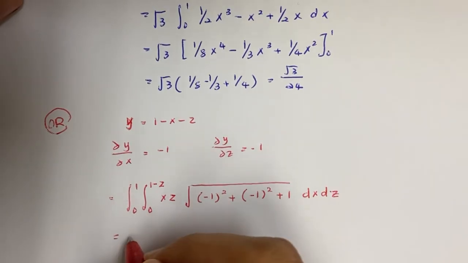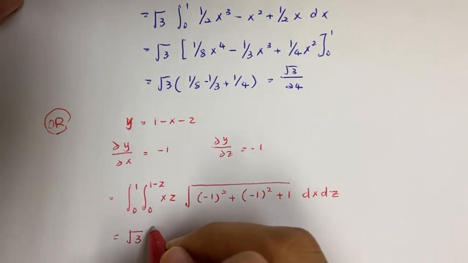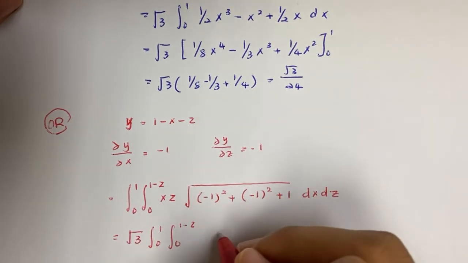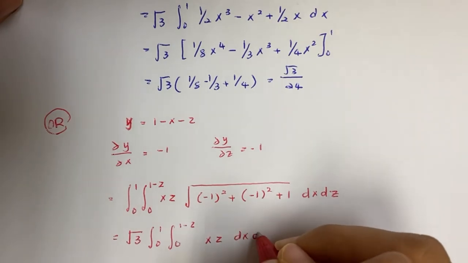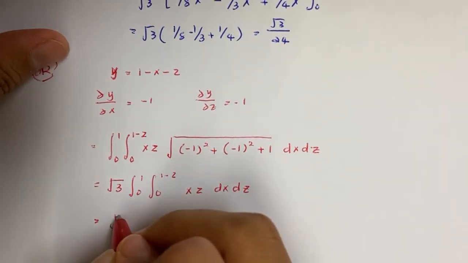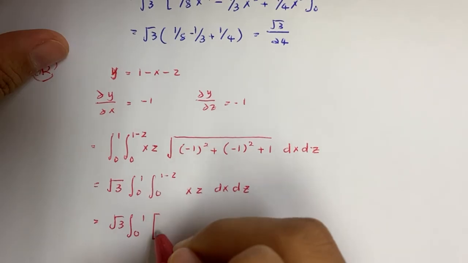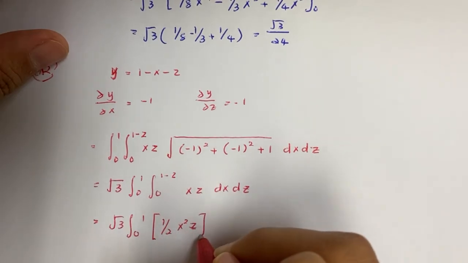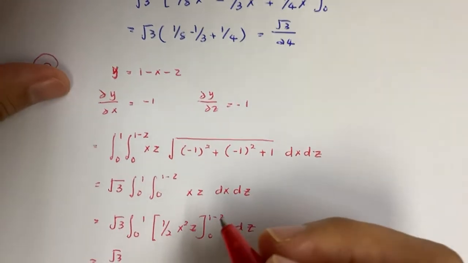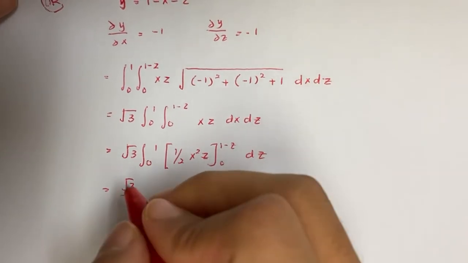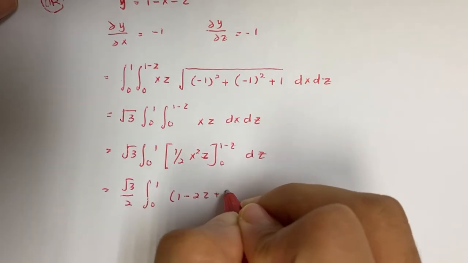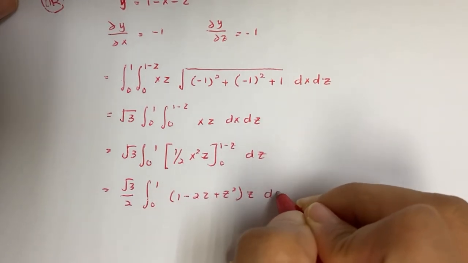Okay, if you do this, you have square root of 3, integral 0 to 1, 0 to 1 minus z, x z dx dz. Okay, and from here you have square root 3, 0 to 1, 1 over 2 x square z, from 0 to 1 minus z, dz, and this is equal to square root 3 over 2, 0 to 1, (1 minus 2z plus z square) multiplied by z dz.